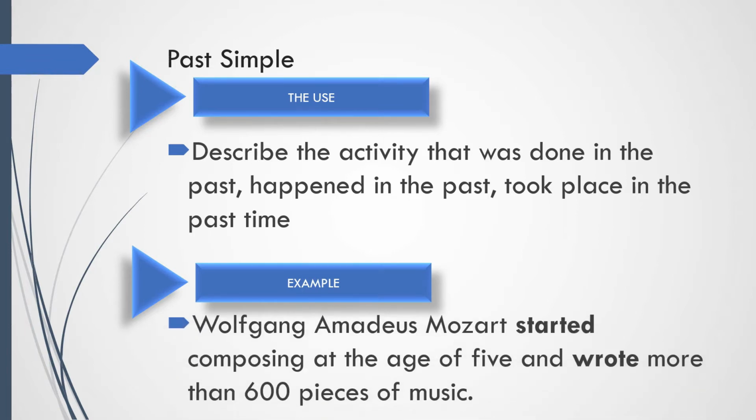Example: Wolfgang Amadeus Mozart started composing at the age of 5 and wrote more than 600 pieces of music. Well, maybe some of you know who Mozart is. Yeah, the one who is really great at composing music. Over here I'm using started because the activity of Mozart composing the music happened in the past. That's why I am using started. And then over here too, the activity of Mozart writing 600 pieces of music took place in the past time, and was done in the past. That's why I'm changing write to wrote.